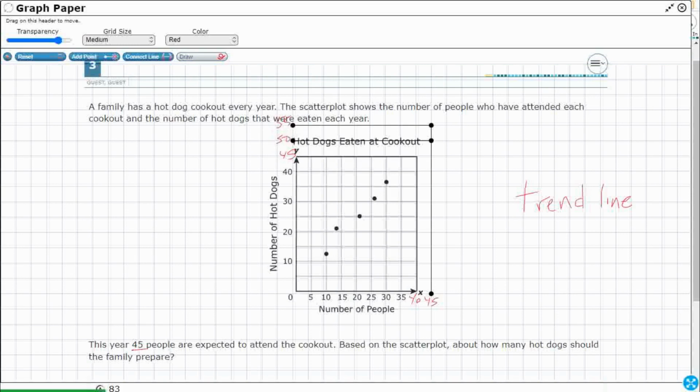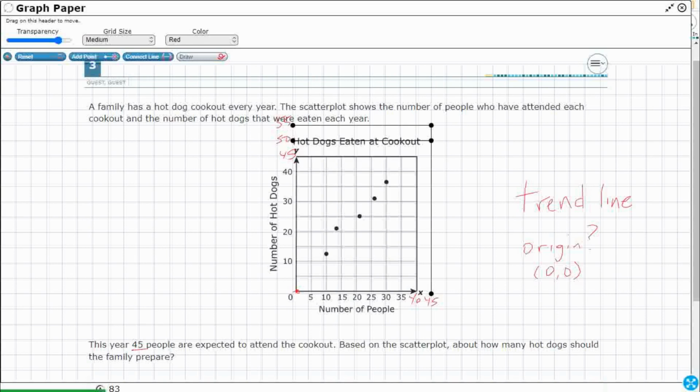All right, so for using this trend line, the first question that we always want to look at is, are we going to include the origin? Is that going to be a good starting point for us? The origin is your 0, 0. It doesn't say, but we could use our own logic to figure out, if no people show up, are they going to have any hot dogs? Probably not. So I'm going to put that right there. If no people show up, they're probably not going to have any hot dogs, so I'm going to include the origin in my trend line.